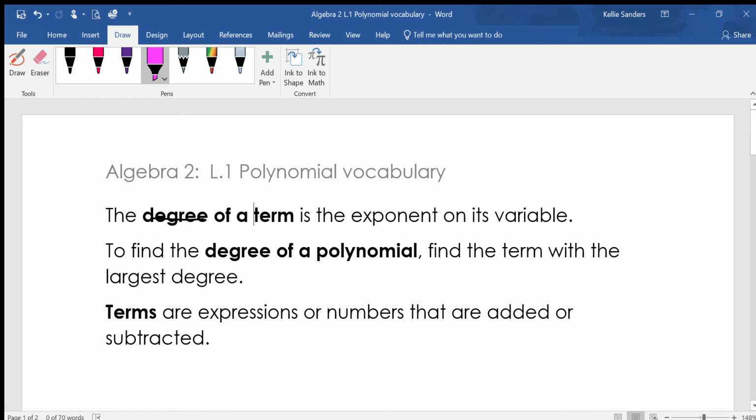I don't know why that's not working. I have it on highlight, but it's not working.